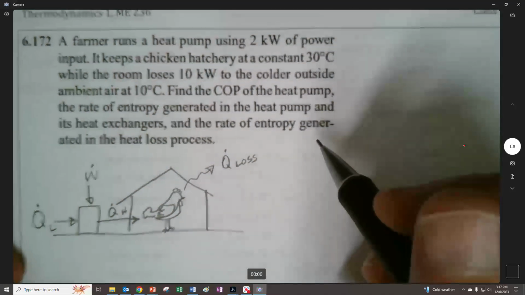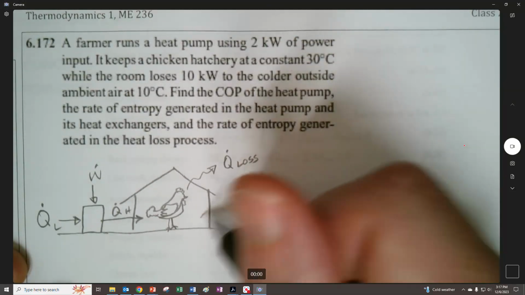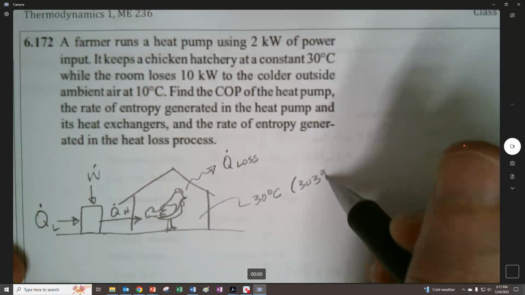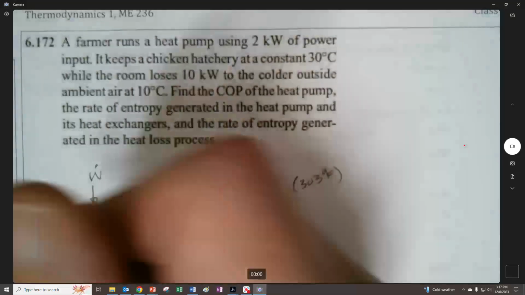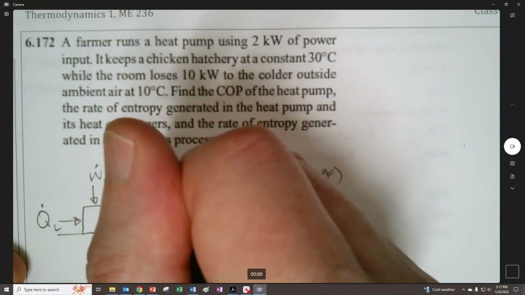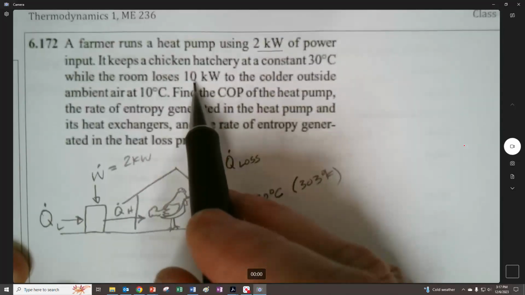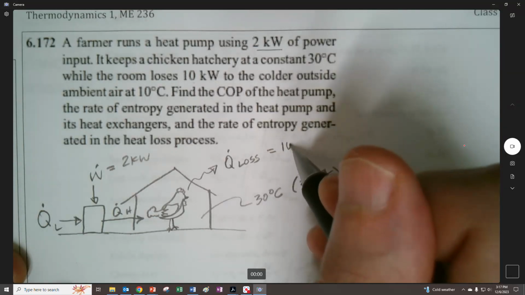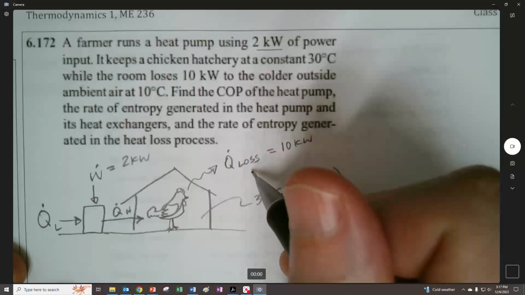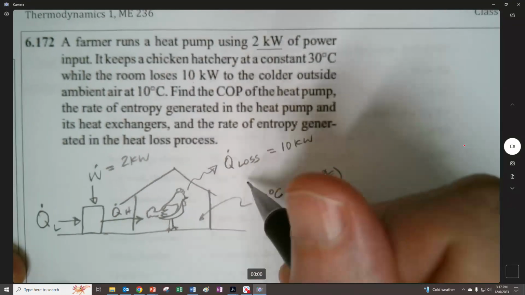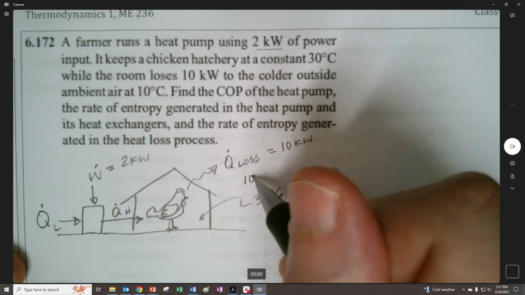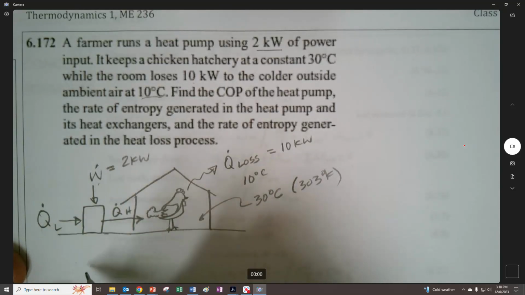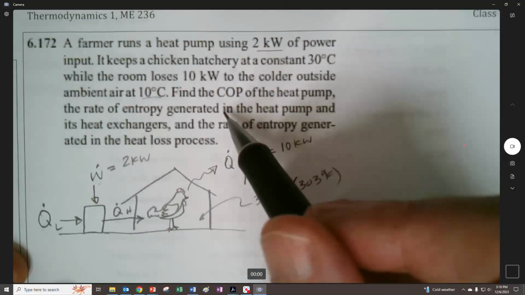And let's see. So it's 30 degrees on the inside, which is 303 degrees Kelvin. That's good news. And this W dot in is going to be equal to 2 kilowatts. They told us that. And this loss is going to be 10 kilowatts. And also the outside temperature is going to be 10 degrees Celsius, this ambient air, which is also where we're drawing from. So just remember that.